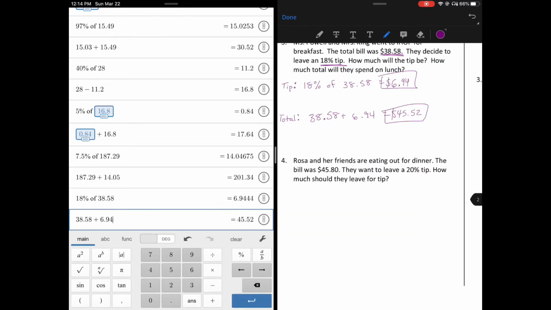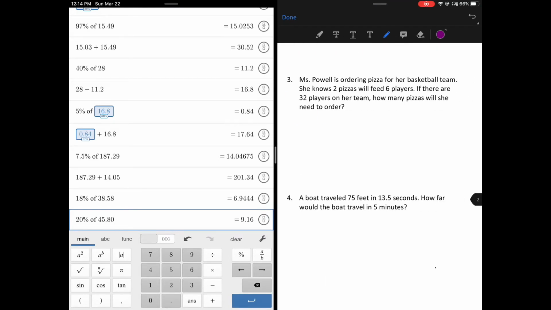And our last problem in this column says that Rosa and her friends are eating out for dinner. The bill was $45.80. They want to leave a 20% tip. How much should they leave for the tip? So all they're asking for here is the tip, not the total. So we'll do 20% of $45.80. And we'll just plug that into Desmos. So 20% of $45.80 is $9.16. And that is our answer. Then we'll move on to our next learning target.